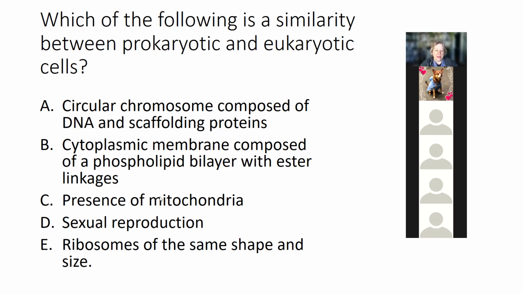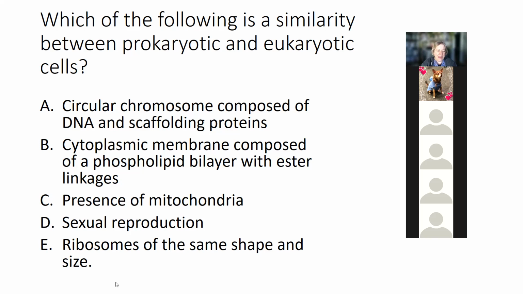And then the last one, ribosomes are the same shape and size. Actually, we've got different shapes and different sizes between the three domains. Archaea and bacteria both have 70S, but they're different shapes. Eukaryotic cells have 80S ribosomes, but the shape is pretty close to that of archaea.